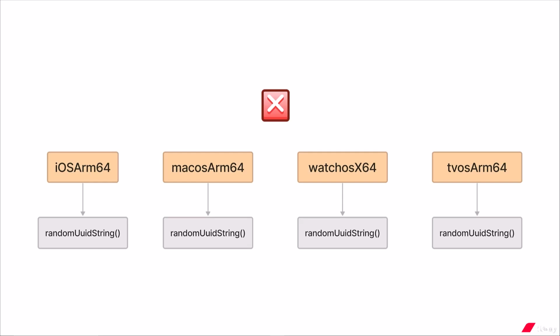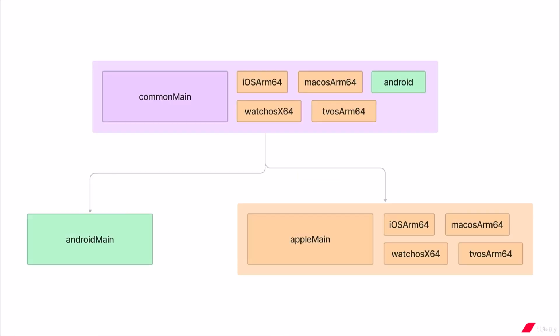Another solution would be to copy and paste that function separately in each target, like iOS ARM64 main, macOS main, watchOS main, and tvOS main. But that approach would cause code duplication, and it would make our job a lot harder when it comes to code maintenance. To solve this issue, you can use an intermediate source set. An intermediate source set is a Kotlin source set that compiles to some but not all of the targets in the project.